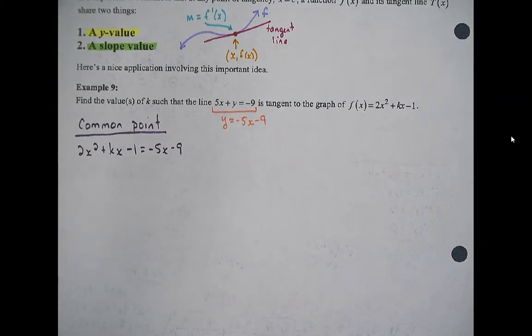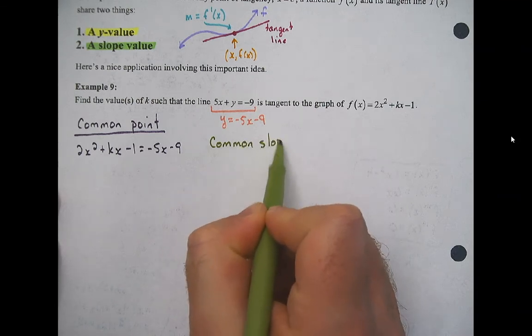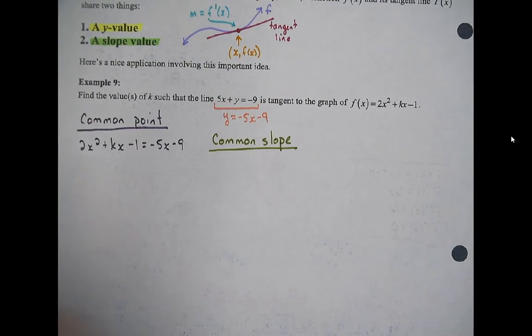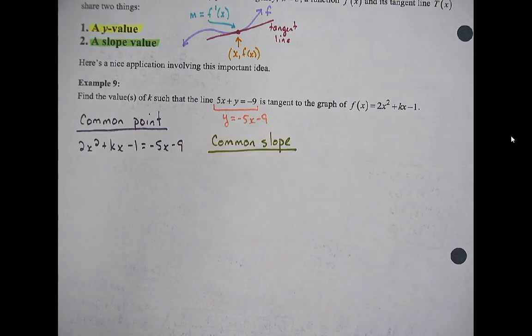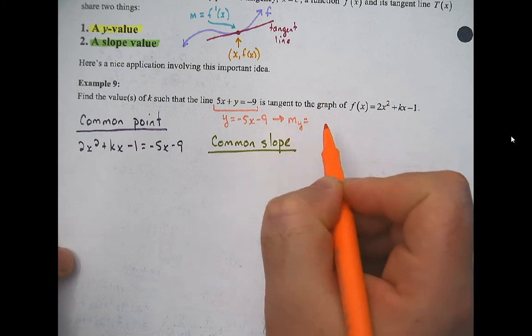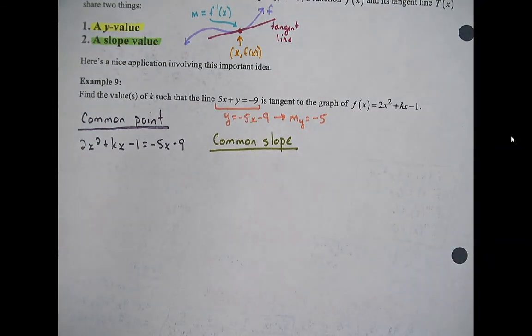Now, for them to be tangent, I can find lots of places where two lines or two curves hit each other, but they're not necessarily tangent to each other. So the other thing we have to guarantee is a common slope. So we have to figure out the slope of both of these things. The slope of this is very easy to figure out. What's the slope of y? I'm going to call that m sub y. The slope of my y equation is negative 5. We know that because of y equals mx plus b.